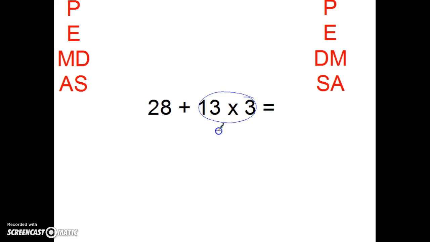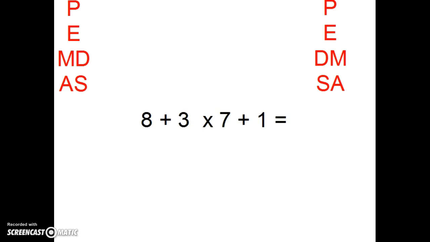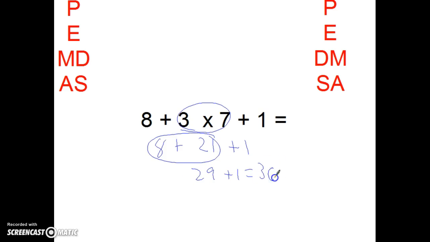13 times 3 is 39, and then onto my 28. Now I ended up with 67. And again, we got multiplying right in the middle that's going to happen first. So there's 21. 8 plus 21 plus 1. 8 plus 21 is 29. 29 plus 1 is 30.